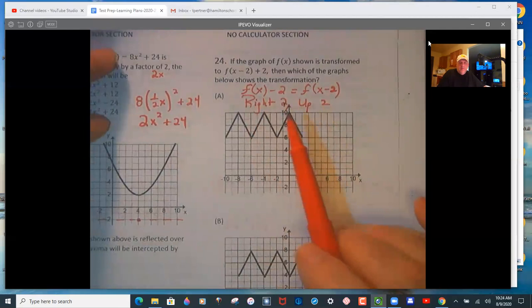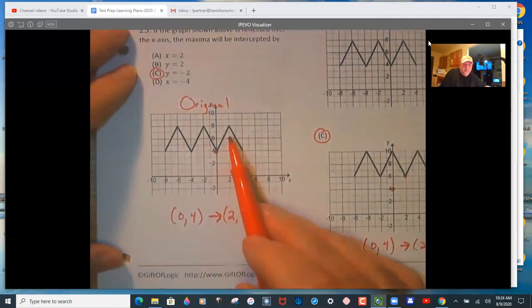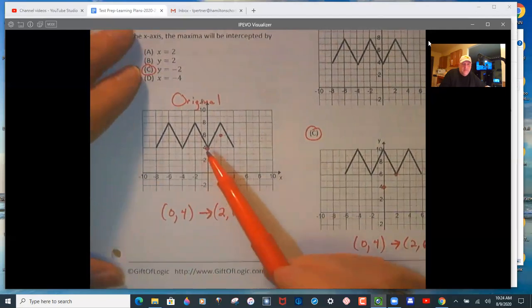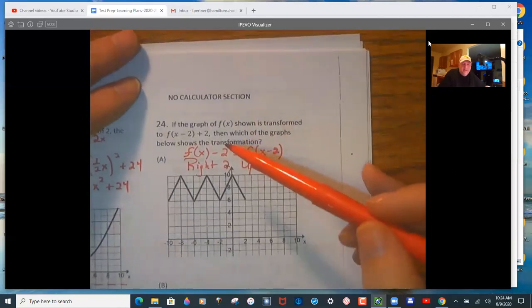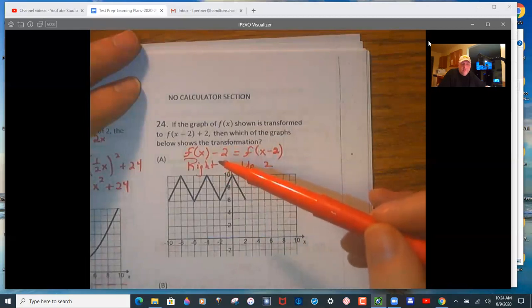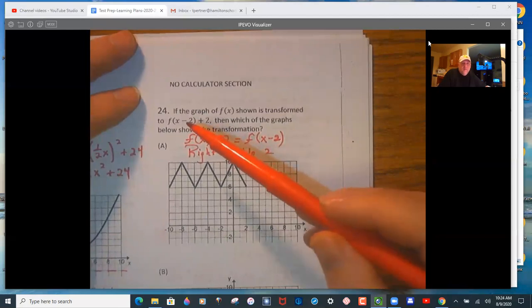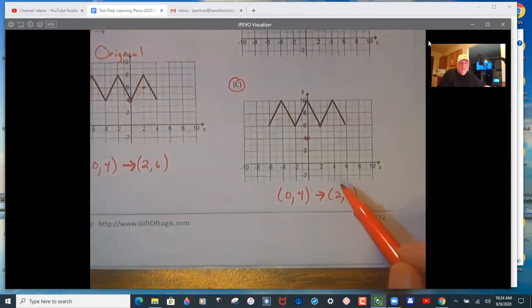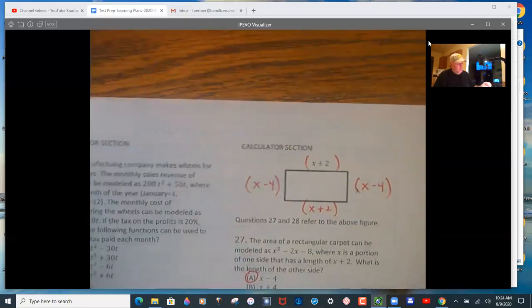So here's the original. So you're actually going right 2 and up 2, the opposite from what you see here. So if you're going right 2 and up 2, on which of those graphs do you go from 0, 4 to 2, 6? And you get that by looking at this change here. So it's a little bit goofy in how you have to look at it, but it's right 2 and up 2, and it is C indeed that you see 0, 4 going to 2, 6. So I just use those points to show that idea.